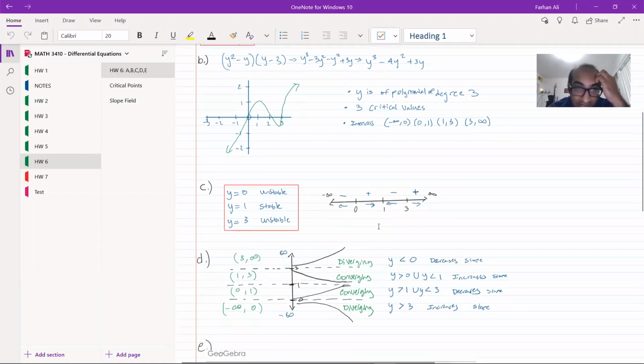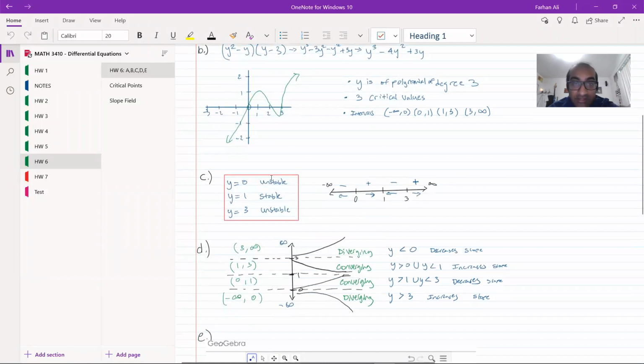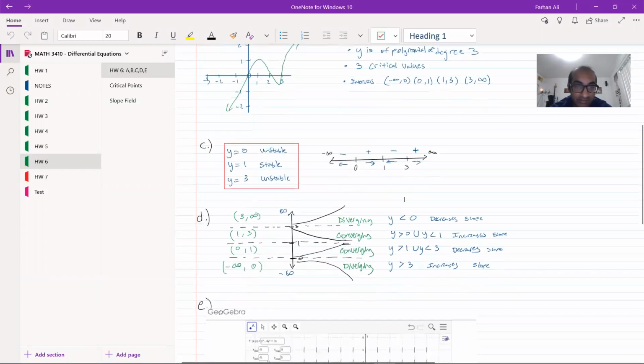And that right there tells you the stability, that at 0, it's unstable because both of these are diverging on either side. And at 1, it's stable, it's converging to that value 1. And then 3 is diverging and it becomes unstable because it's moving away from the critical point.